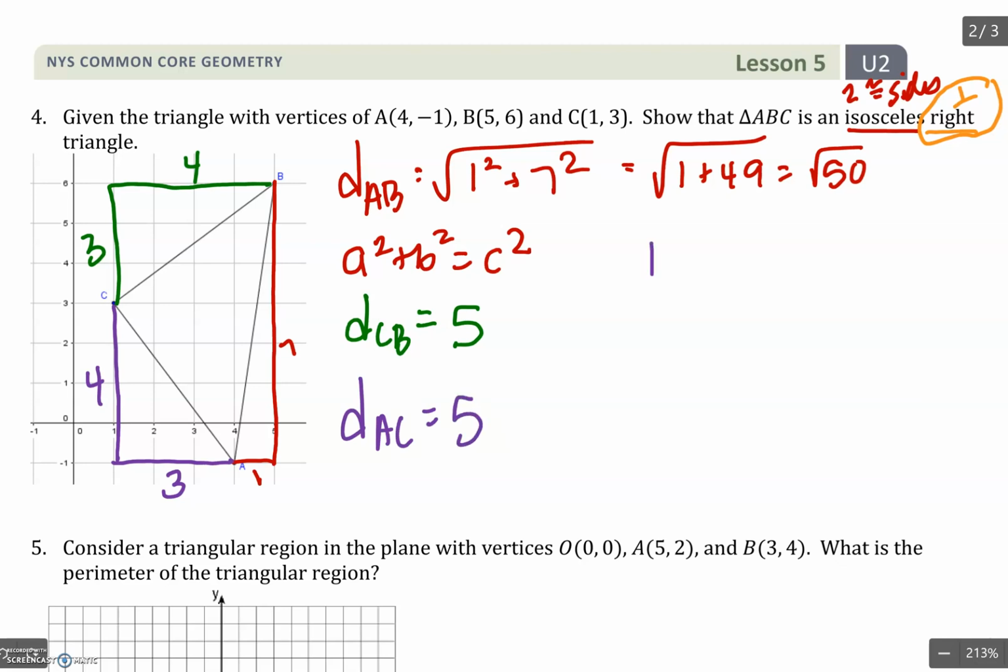So now I know it's isosceles because two sides have the same length. So they are congruent.